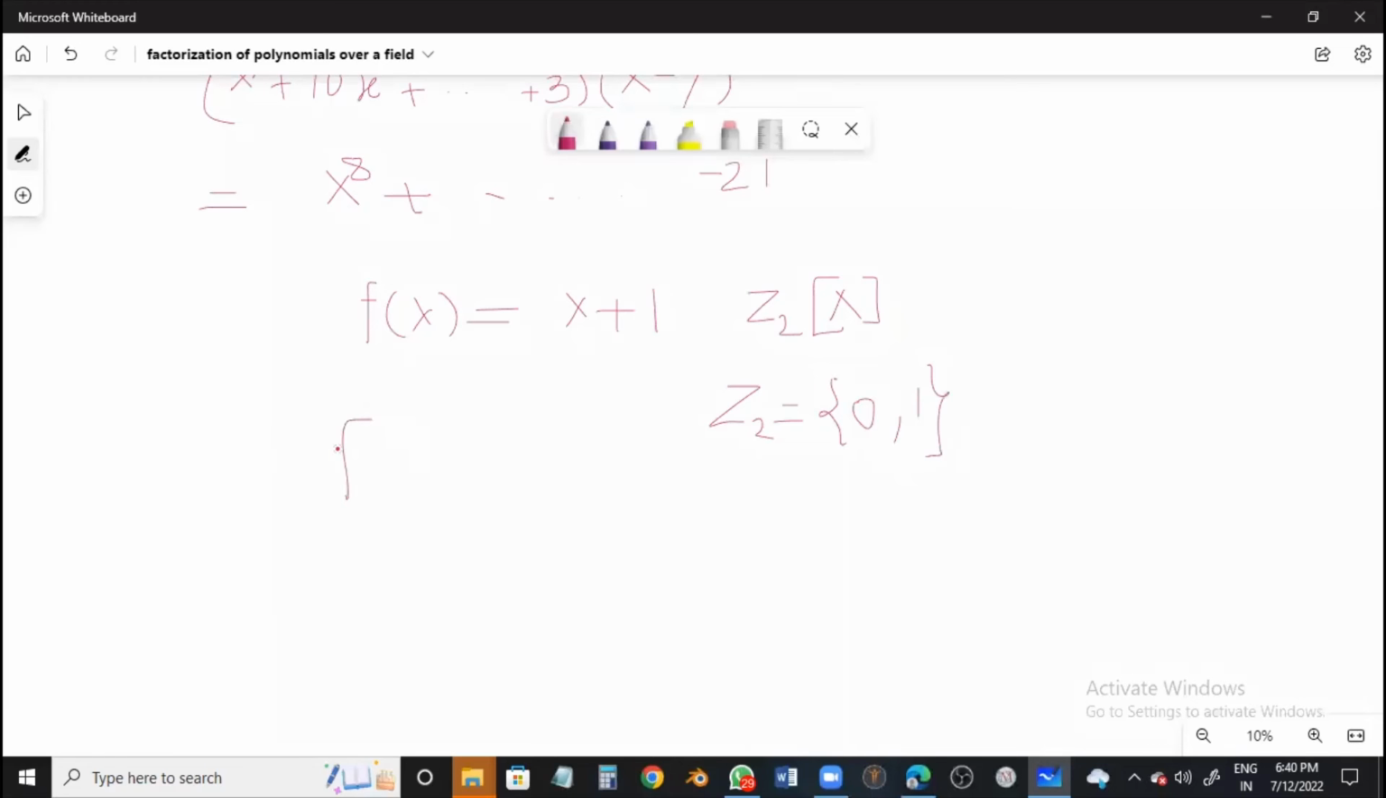If you put f of 0, the value is going to be 1. And if you put 1, f of 1 will be 0. So this 1 is called a zero of the polynomial because the answer is 0. 1 is a zero of this polynomial. By saying zero of a polynomial, I mean if I put in place of x that value a, then the answer should come out to be 0. Then a is called a zero of the polynomial. Followed?